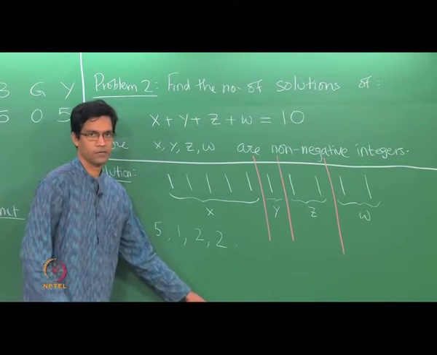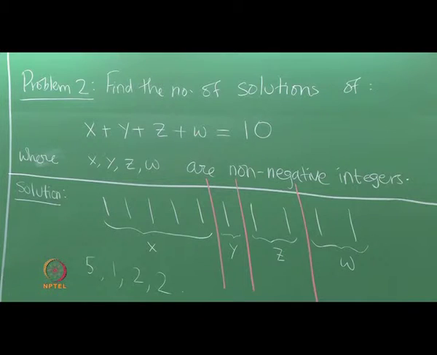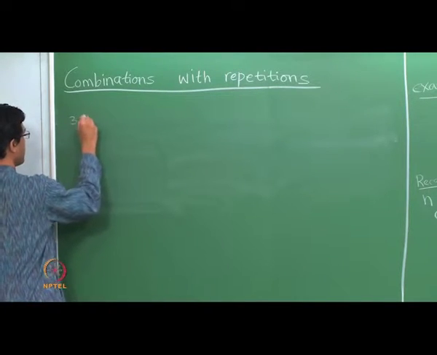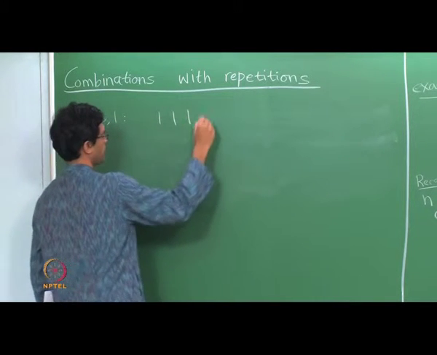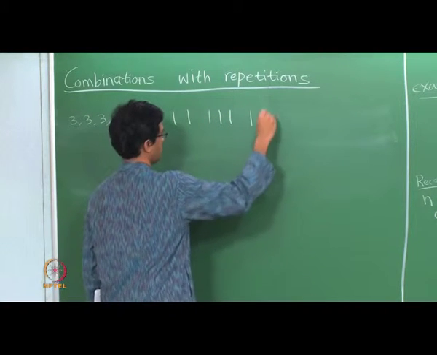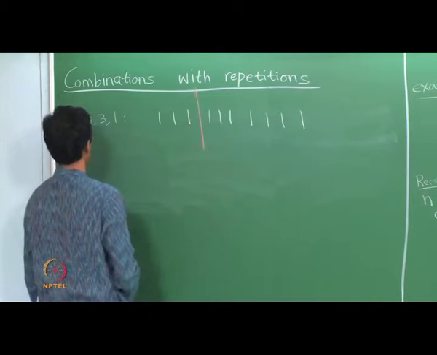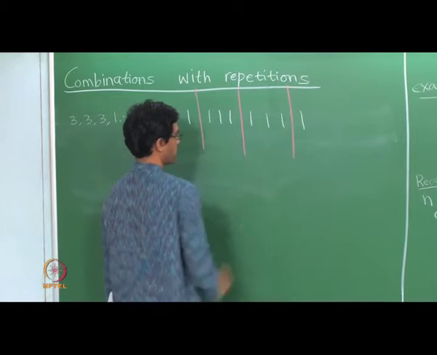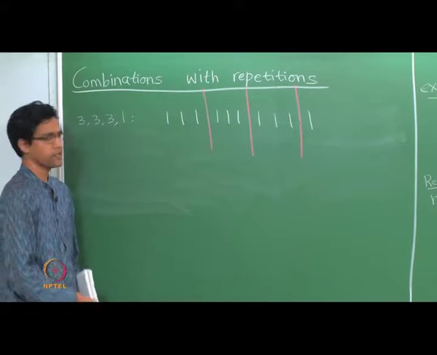Okay. And let us look at a few more examples. Let me take the next one, 3, 3, 3, 1 for instance. Here's the solution 3, 3, 3, 1. It would be represented similarly, 3, 4, 5, 6, 7, 8, 9, 10. So that's a full string. There's a divider after 3, there's another divider after 6 ones, there's another divider after 9 ones. So this picture now represents the solution 3, 3, 3, 1.